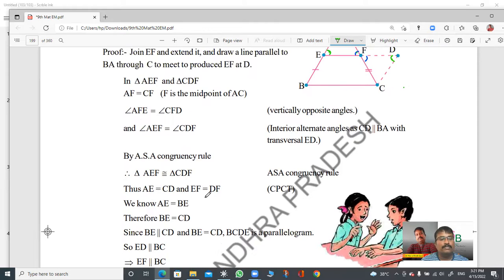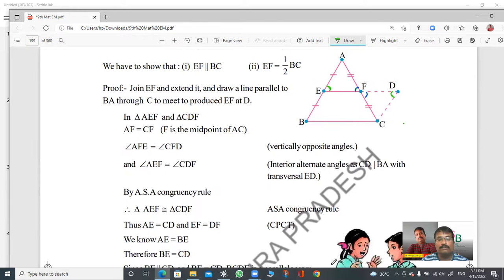Thus AE is equal to CD and EF is equal to DF. No doubt, AE is equal to CD and EF is equal to DF. Why? Corresponding parts of corresponding triangles are always equal.